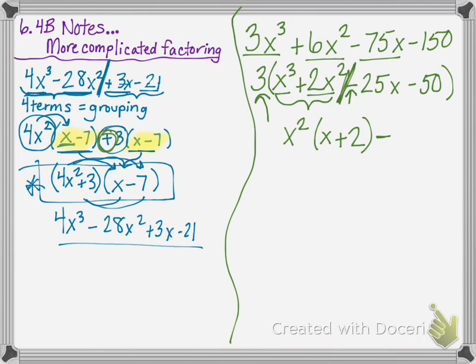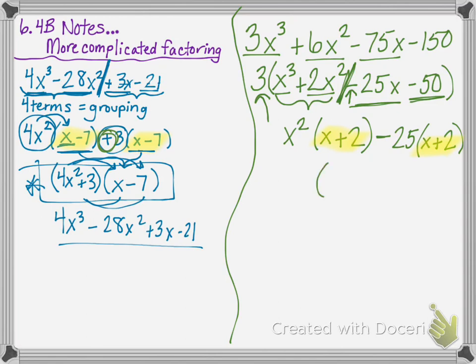So negative 25 and negative 50, I can take out a negative 25. So now negative 25 times what gives me negative 25x? Positive x, right? Negative times a positive gives me that negative 25x. And then negative 25 times what gives me negative 50? That would be a positive 2, because a negative times a positive gives me that negative up there. Okay, did I do it correctly? How do I check? My parentheses match. So if they match, I know I did it correctly.